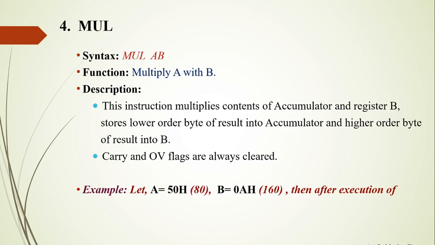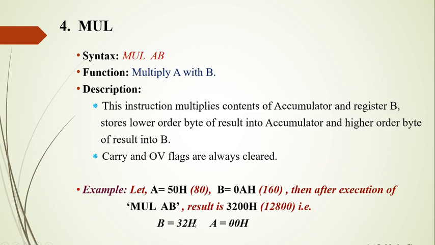Let's see the example. Let A equal 50H, that is the decimal value 80, and B equal 0AH, that is equivalent to the decimal value 160. After execution of this instruction, that is MUL AB, the result is 3200H, that is 12,800. The result will be stored as the higher byte 32H into register B, and the lower byte will be stored into the accumulator.